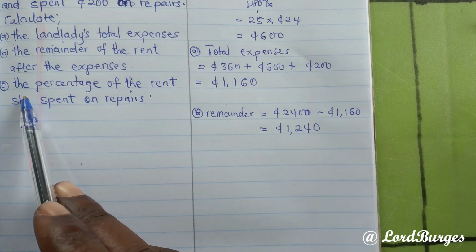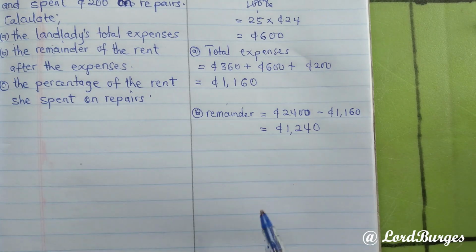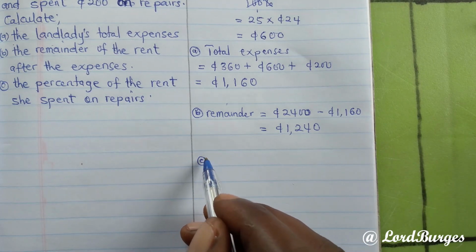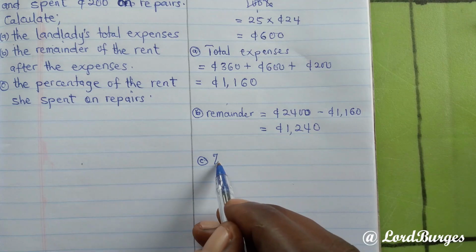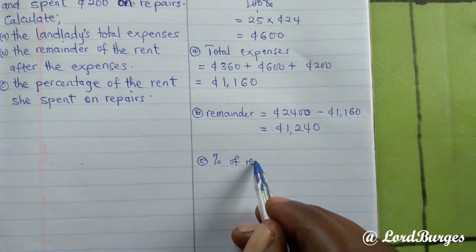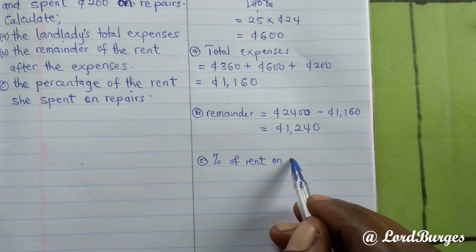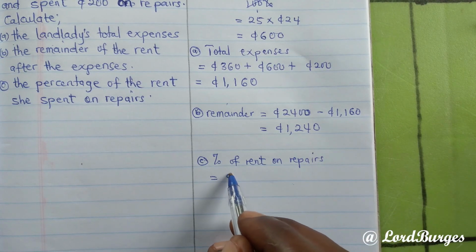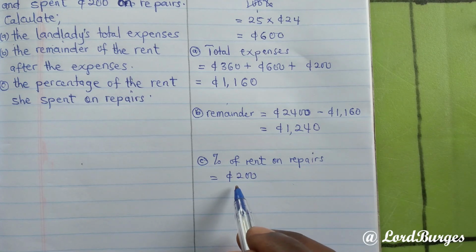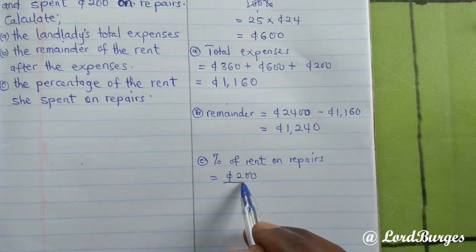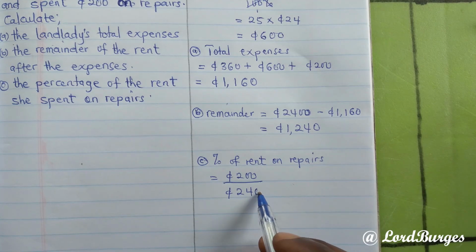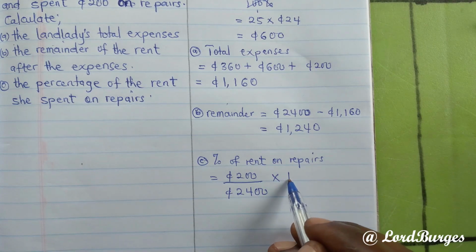Then C, the percentage of the rent she spent on repairs. So we have percentage of rent on repairs should be equal to, she spent 200 on repairs, that is 200 of the rent on repairs, out of the total money she was having, which was 2,400, times 100%.